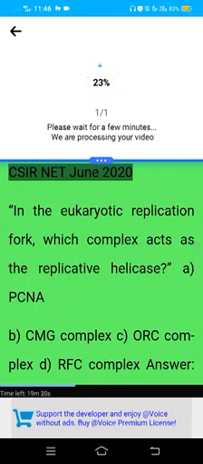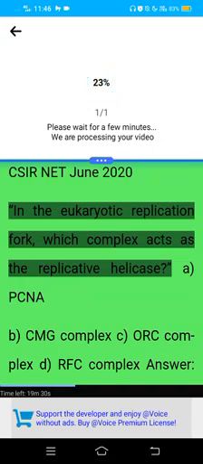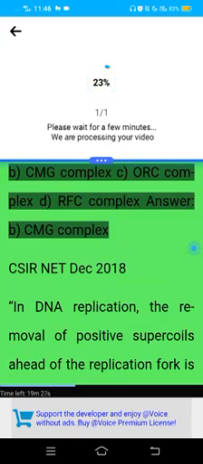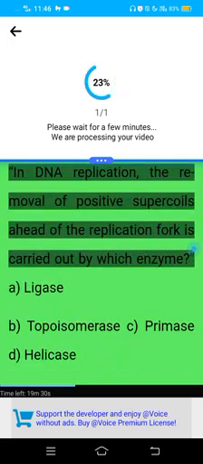CSIR June 2020. In the eukaryotic replication fork, which complex acts as a replicative helicase? A. PCNA. B. CMG complex. C. ORC complex. D. RFC complex. Answer: B. CMG complex.